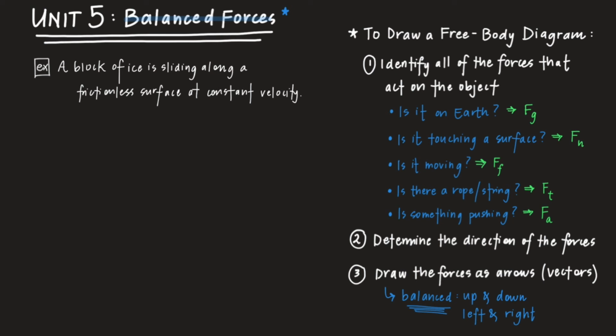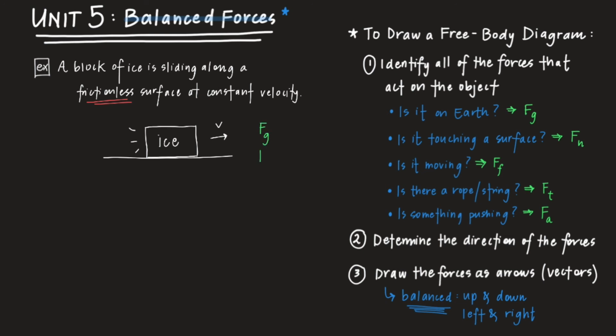Our last example here is a block of ice is sliding along a frictionless surface at constant velocity. So ice on ice, let's say. Okay? We are told that it is a frictionless surface. We have to keep that in mind here. However, going through our questions, is it on Earth? First of all, yes, our ice is on Earth. We haven't been told otherwise.